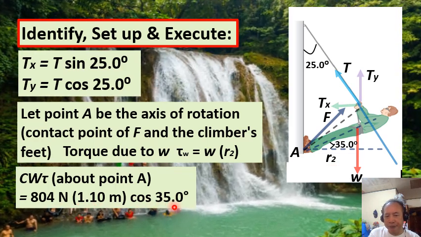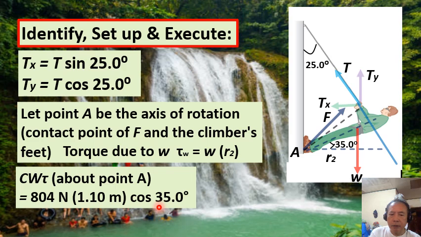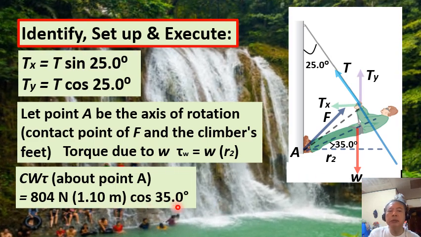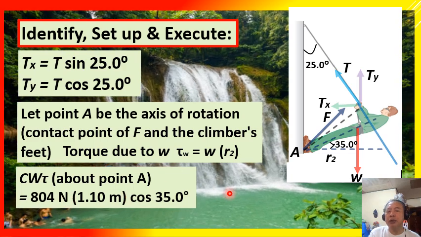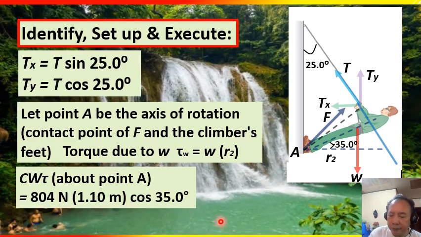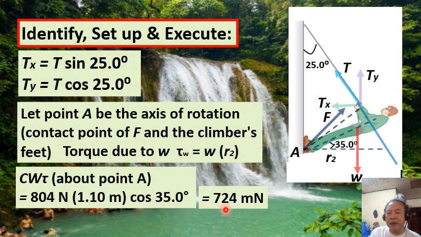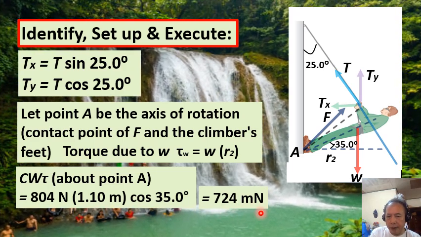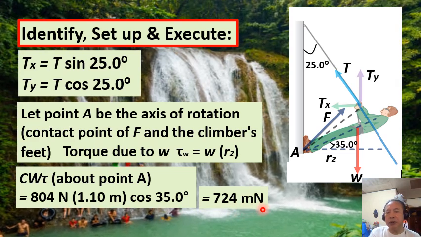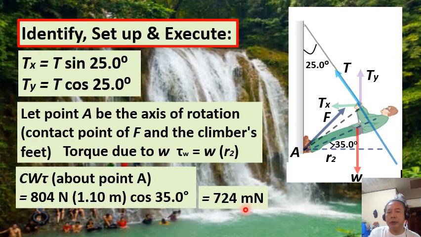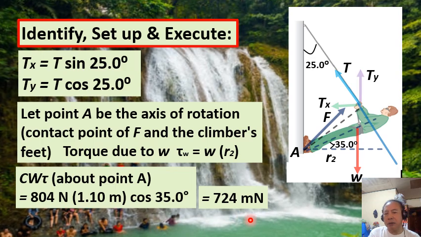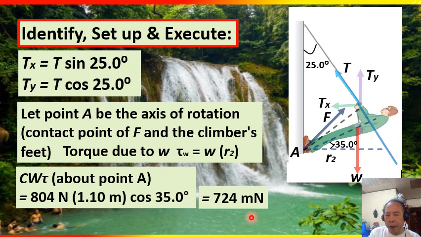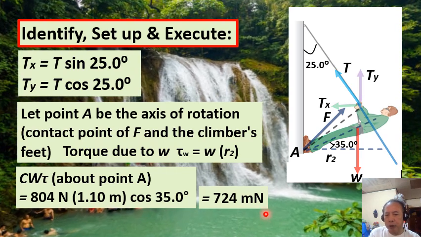So with the help of your calculator, we can express the torque produced by the weight W about the chosen axis of rotation point A equal to 724 meter Newton. All right. We choose meter Newton as our unit for torque to distinguish it from the unit of work, which is Newton meter.